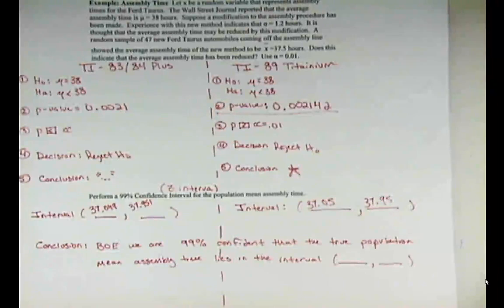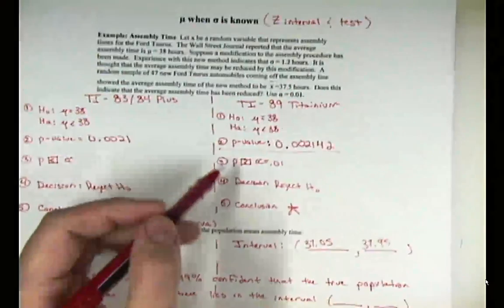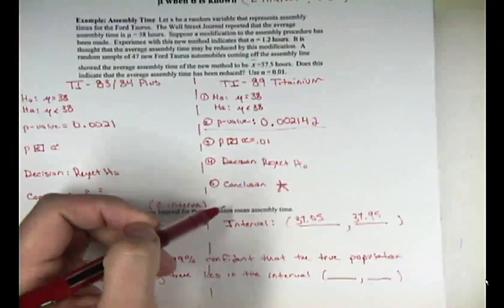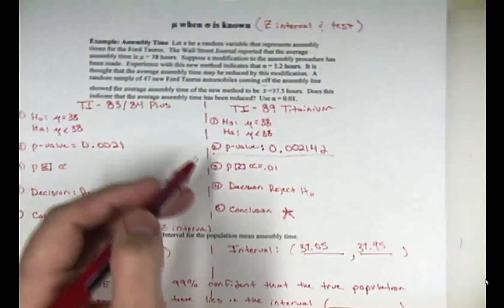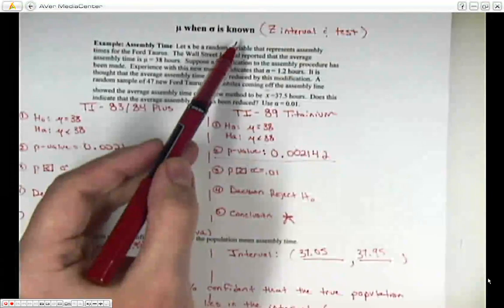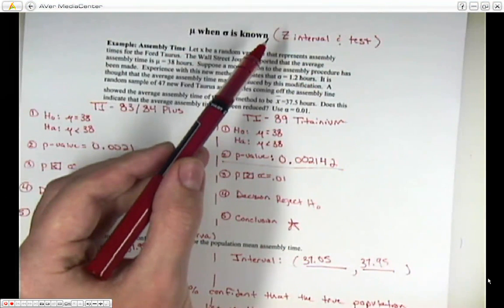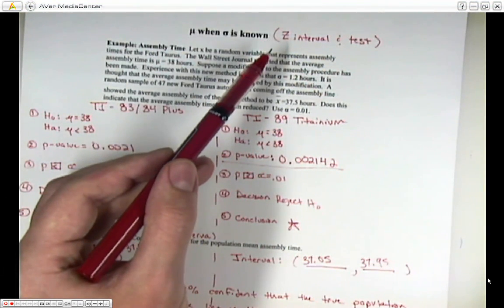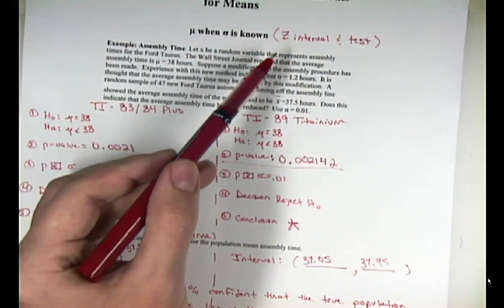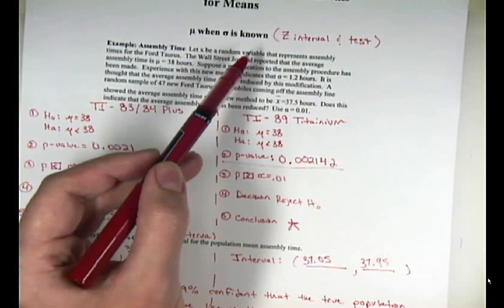It's a great way to quickly do a confidence interval and a hypothesis test just using your 89 Titanium calculator. Again, you've got to watch your assumptions. Make sure when sigma is known you're using a z-interval and a z-test. Z-test. Sigma known, z.